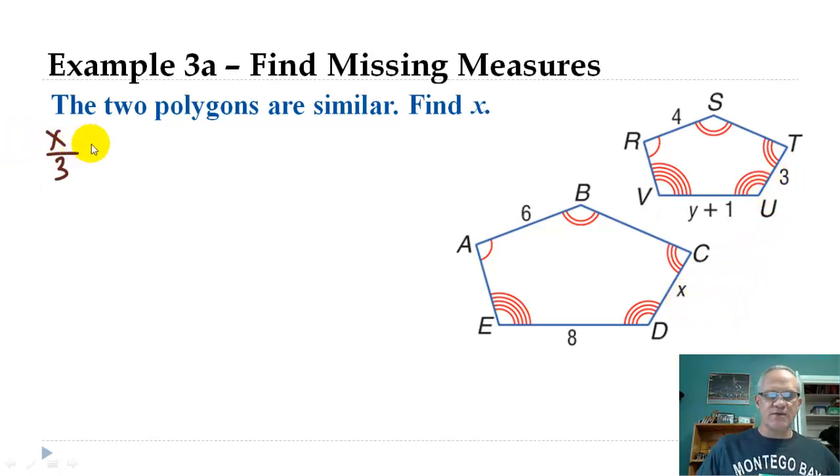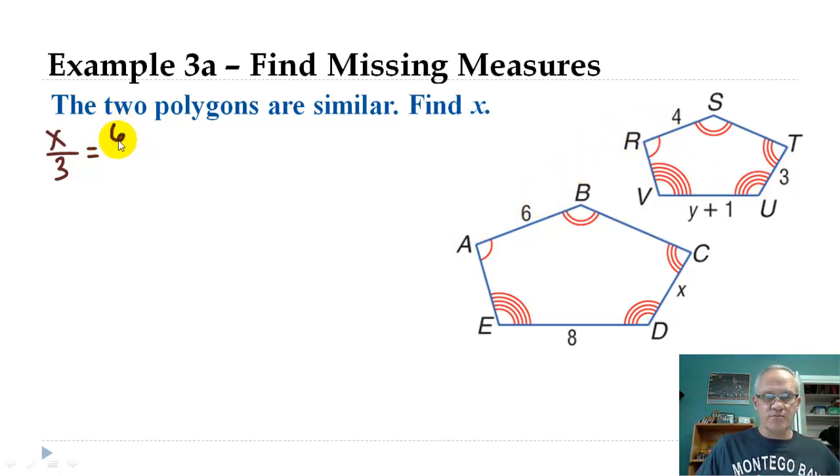Well, what would that have to be proportional to? Any of the other combinations of sides. Here's 8 and y. I could say 8 over y plus 1, but that's not going to actually help me, is it? Because I've got a y in there now. That's going to mess things up. Well, what else do I have? If you notice, there's another pair of sides, AB and RS, that have just both numbers. So if the numbers from this polygon are on top, x over 3 would have to equal what? 6 over 4.